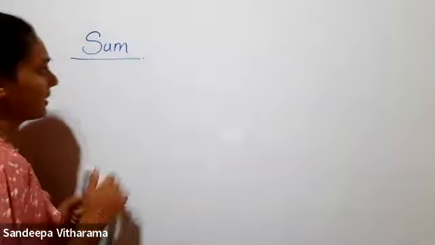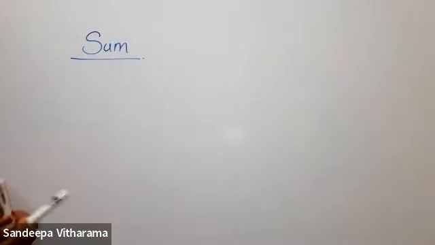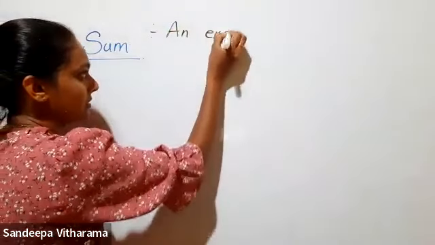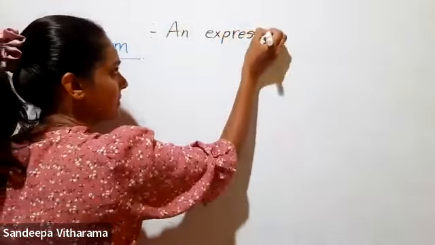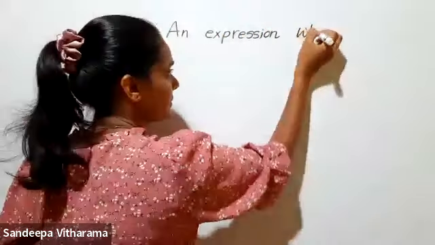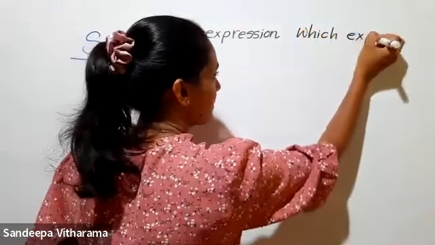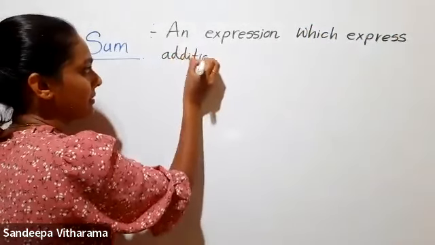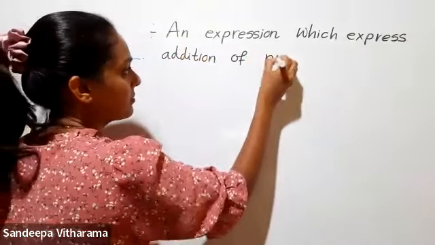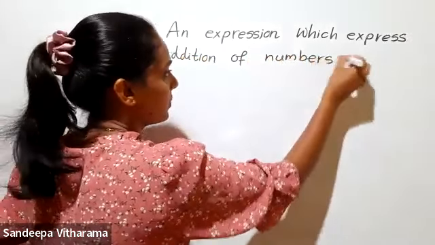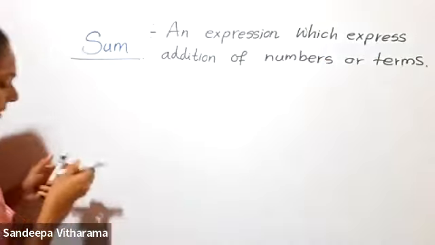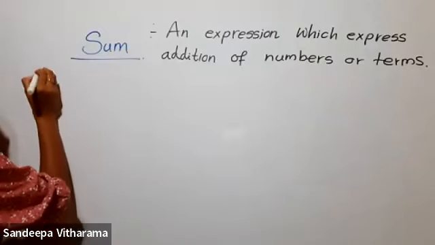A sum. Okay, we call it a sum. Then look, I can define this one like this. Sum: an expression which expresses addition of numbers or terms. We call it a sum. Okay. Then for an example, I consider examples.